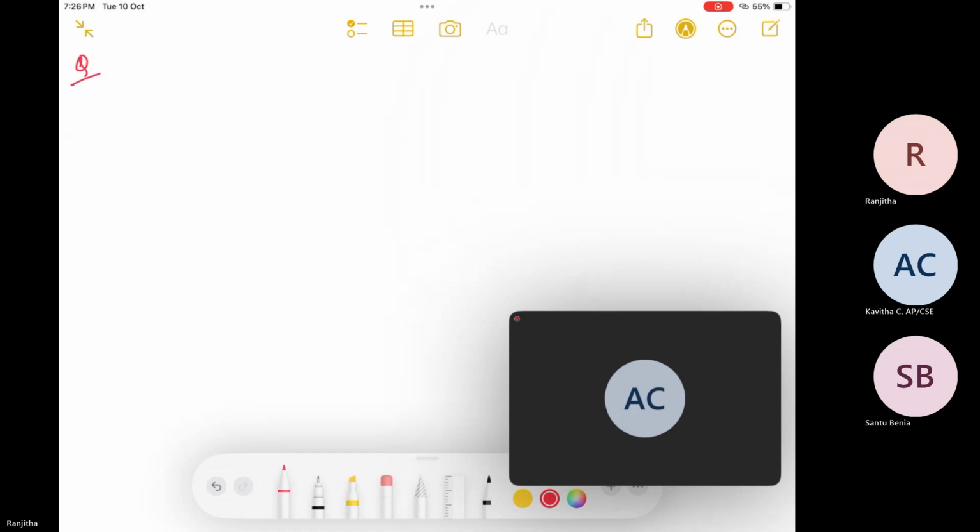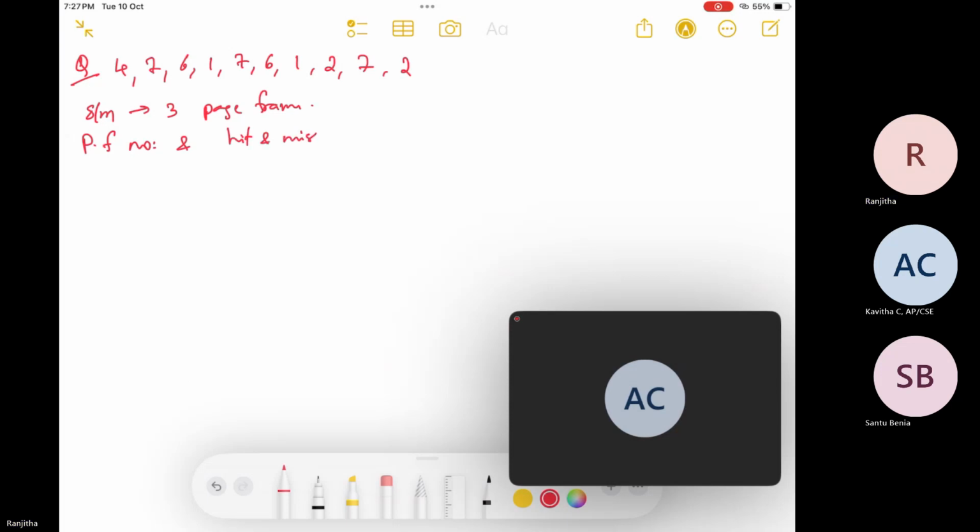So the question, okay, let's get maybe I'll get the smaller one. 4761761272. So the system has 3 page frames. The question is what is the page fault number, and the hit and miss ratio for LRU.